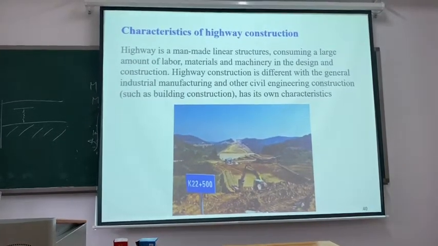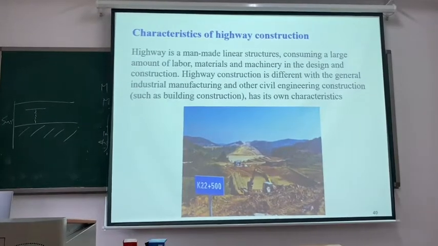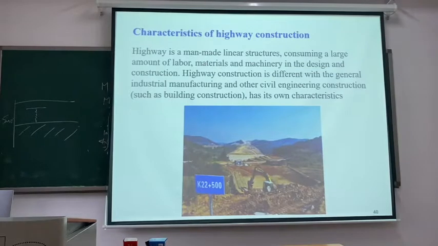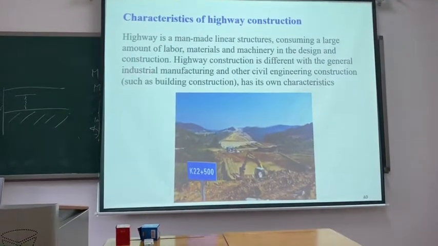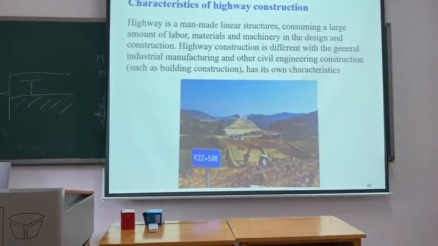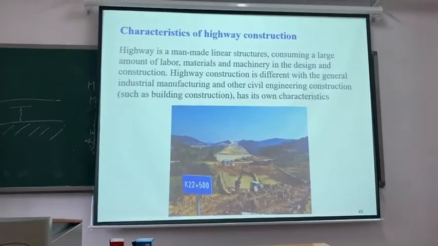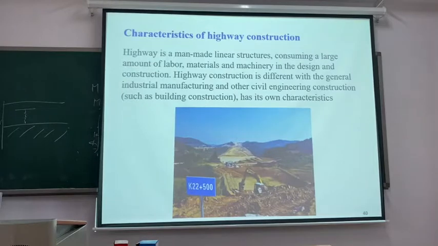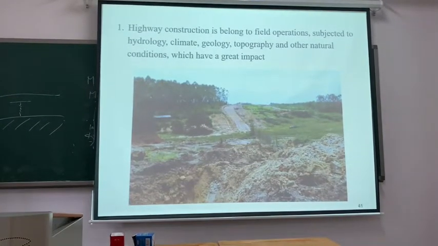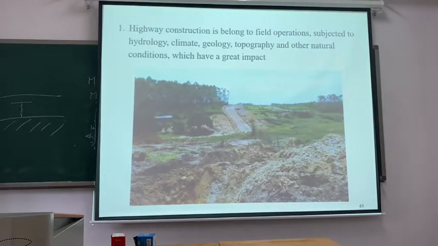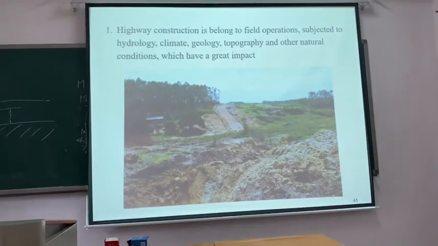This is for highway construction. A highway is mainly a linear structure consuming a large amount of labor, materials and machinery in the design and construction. Highway construction is different from general industrial manufacturing and other civil engineering construction, such as building construction, as it has its own characteristics. Highway construction belongs to field operations, subject to hydrology, climate, geology, topography and other natural conditions which have a great impact.